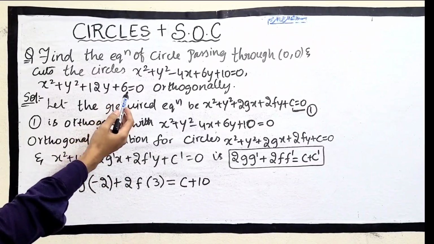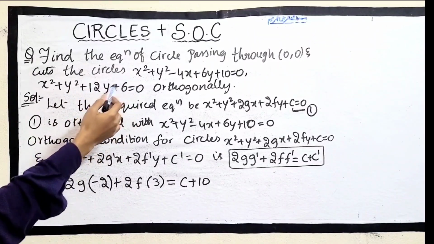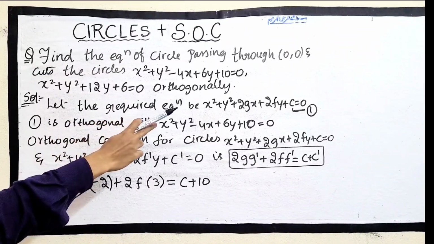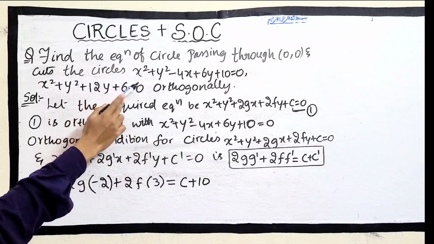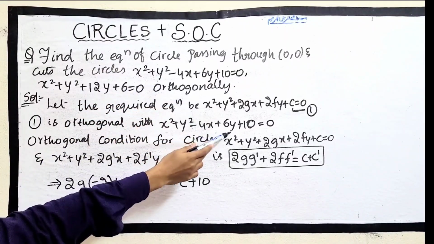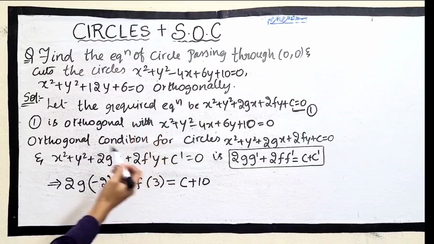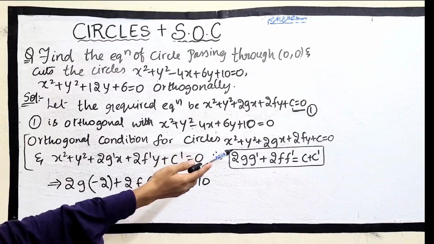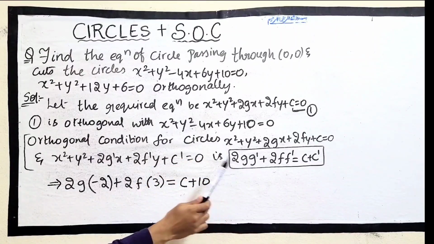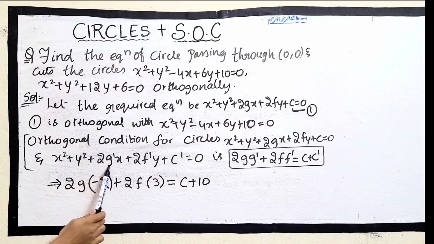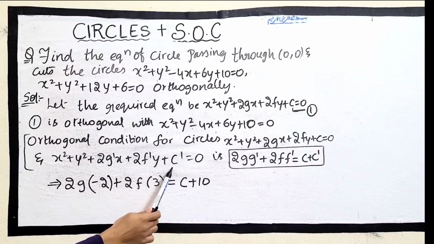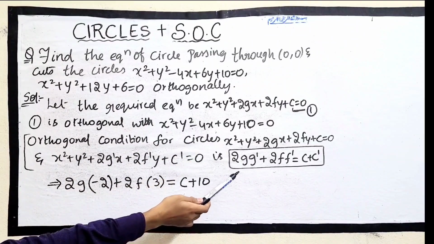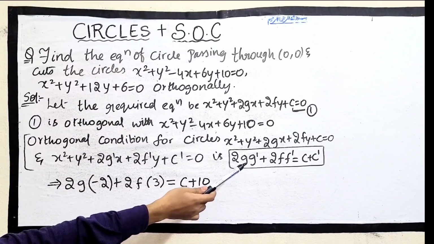As given in the question, it is cutting these two circles orthogonally. So first take equation 1 orthogonal to the first circle, x square plus y square minus 4x plus 6y plus 10 equal to 0, and write down the orthogonal condition. For the circles x square plus y square plus 2gx plus 2fy plus c equal to 0 and x square plus y square plus 2g dash x plus 2f dash y plus c dash equal to 0, the condition is 2gg dash plus 2ff dash equals c plus c dash.